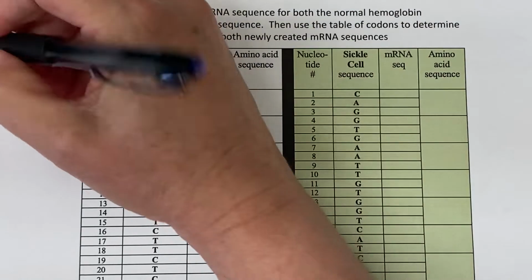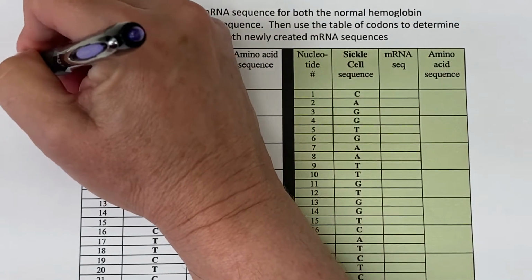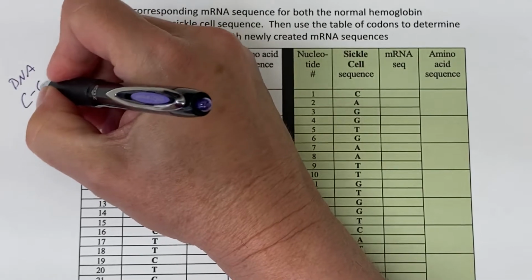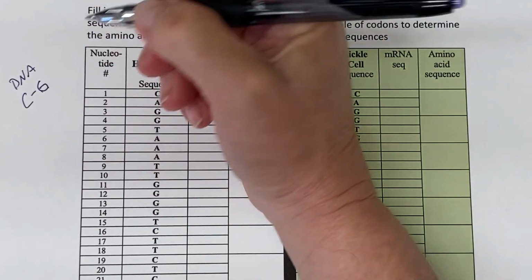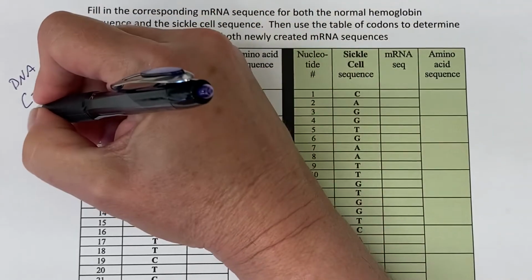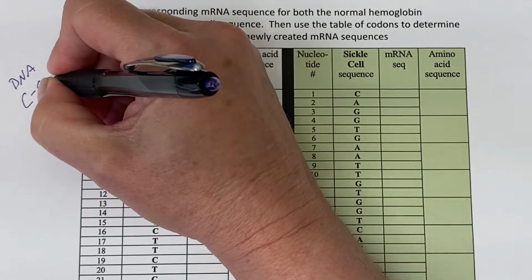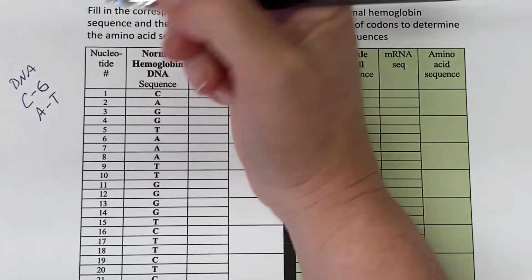Also remember that when you're looking at DNA, C's go with G's in that complementary base pairing fashion, and A's go with T's, and the reverse is also true. G's go with C's and T's go with A's in DNA.